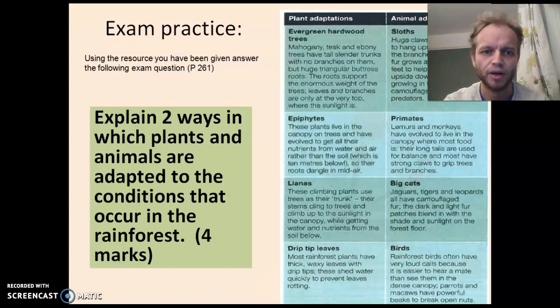Explain 2 ways in which plants and animals are adapted to the conditions that occur in the rainforest. I really want you to think about that explaining idea. So pause your video, and then on the next slide I'll give you a partial model answer.